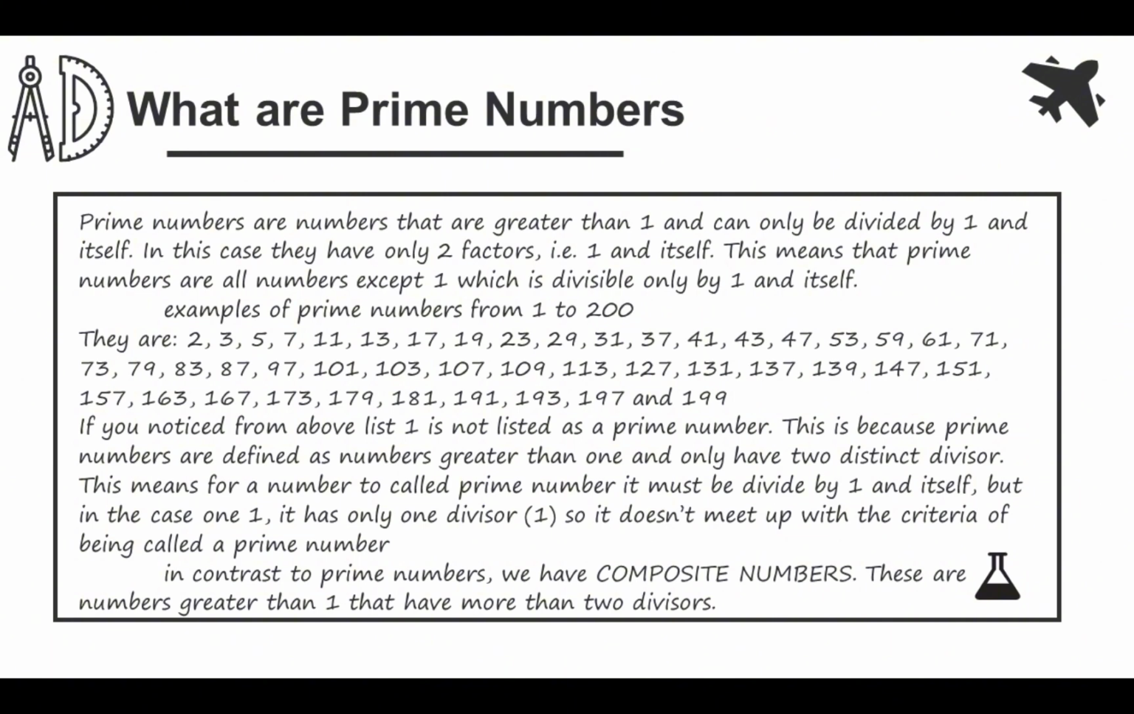Okay, now by this definition we see that prime numbers are numbers except 1 which can be divided only by 1 and itself. Okay, here I gave an example of prime numbers from 1 to 200. We have 2, we have 3, we have 5, we have 7, we have 11, 13, 17, 19, 23, and so on and so forth.